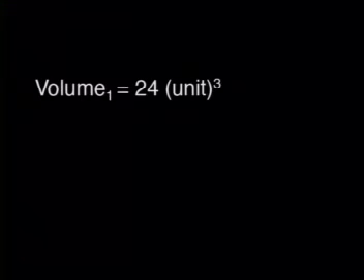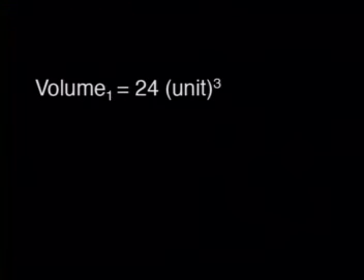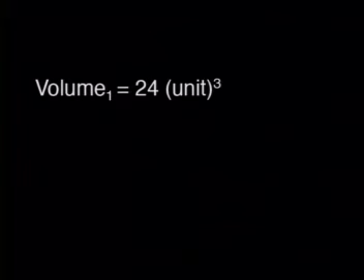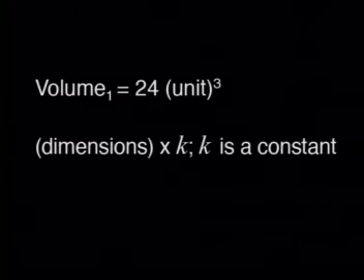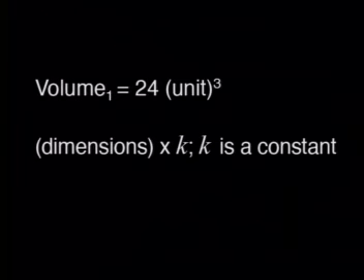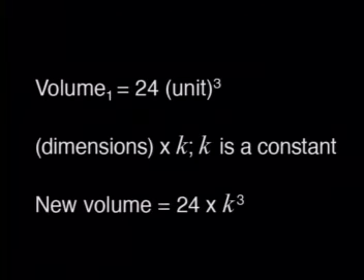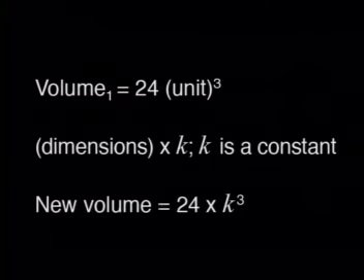That was a mouthful. Let me say it this way. Let K be a constant number. If we have a prism with a volume of 24 cubic units and we multiply the dimensions of the prism by K, then the volume will be multiplied by K cubed. You need to try this out on another rectangular prism for yourself. Choose one that has a different volume from the one we used here.